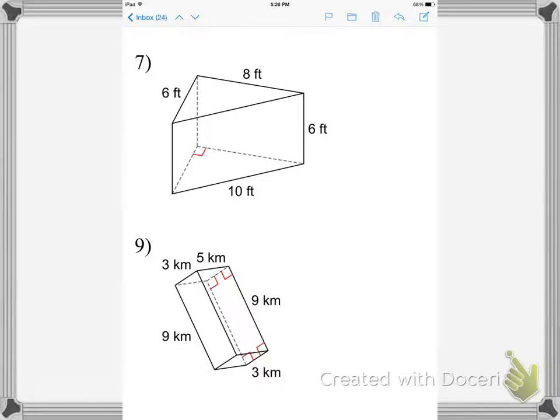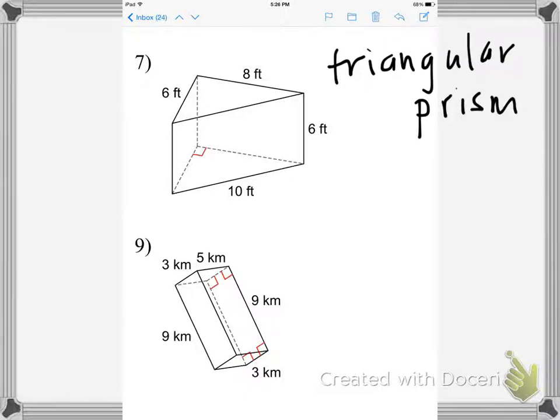Okay, here's number 7. We have a triangular prism. And our area formula or volume formula is area of the base times the height. The base in this problem is a triangle, and I'm going to highlight it in yellow. So this is going to be my base here.